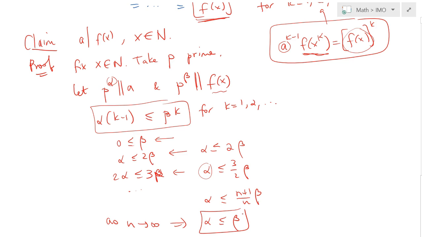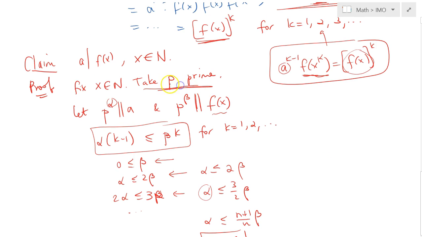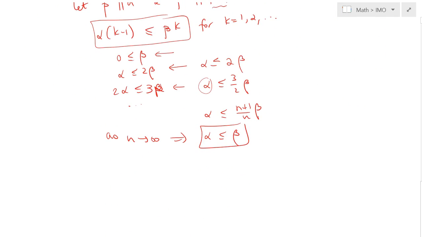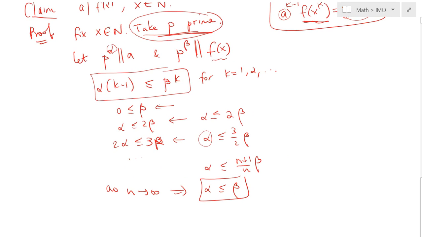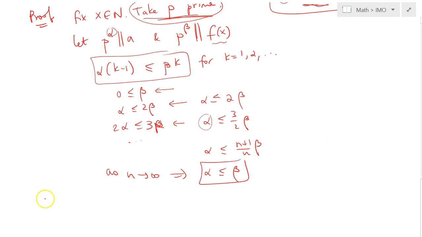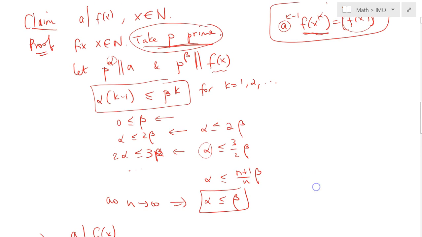But then our prime p was arbitrary. We just took an arbitrary prime p, so therefore this would imply that f of x for all its primes is divisible by a. So therefore f of x, any prime that a has, f of x has more or less the same primes and more abundantly, in a sense. So this implies that a divides f of x as we wanted to prove.